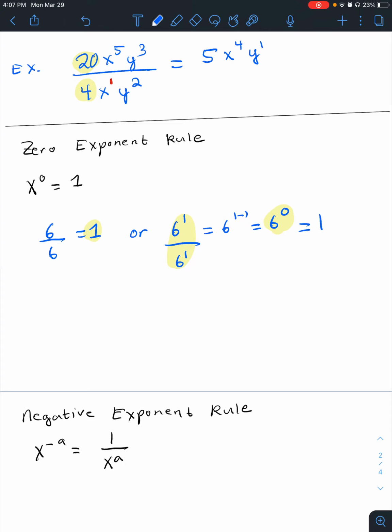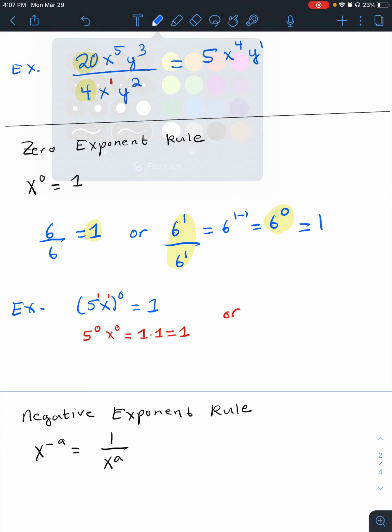So if we do an example like this, (5x) to the power of 0, we know this is 1 because if we wanted to, we could put a 1 here, a 1 here. We can write 5 to the power of 0, x to the power of 0, and we know this would be 1 times 1, which equals 1. Or if we have 5x to the power of 0, we see that this is different, because what this means right here is 5 times x to the power of 0. As you can see, this answer is going to be 5.